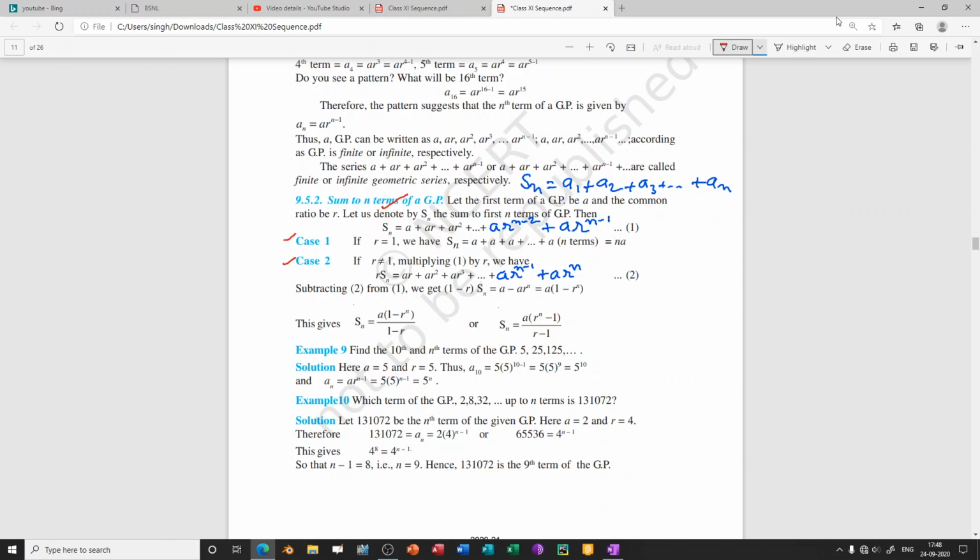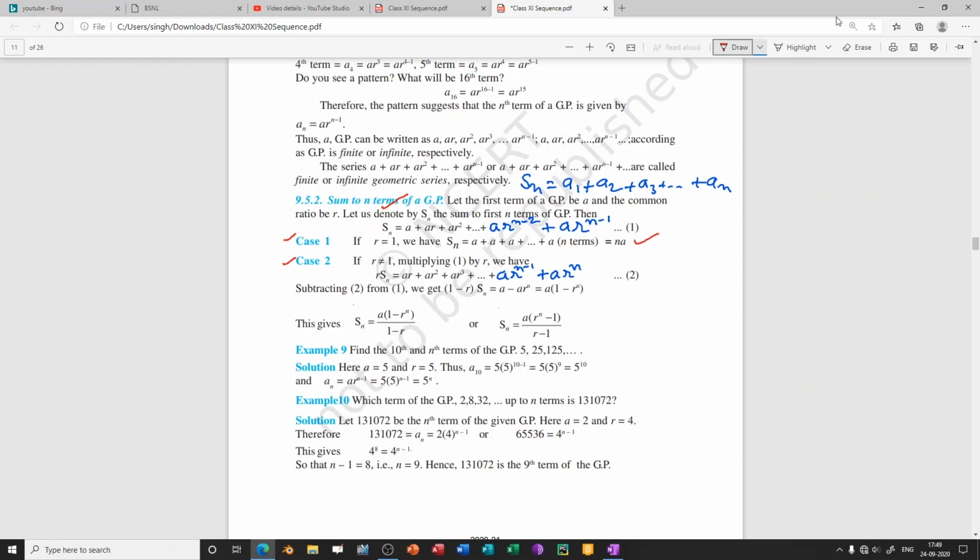When r equals 1, ar will become a, ar square will also become a, and this last term will also become a. So a will become how many times? n times. So we will be getting Sn equals a plus so on till a, n times, and that will be total na. Case 2, when r is not equal to 1, it may be greater than 1 or less than 1.